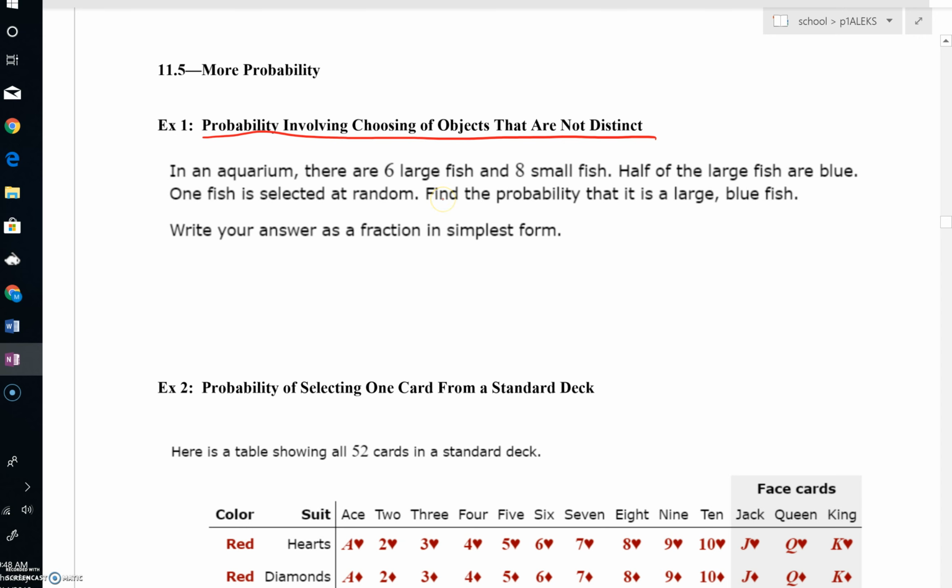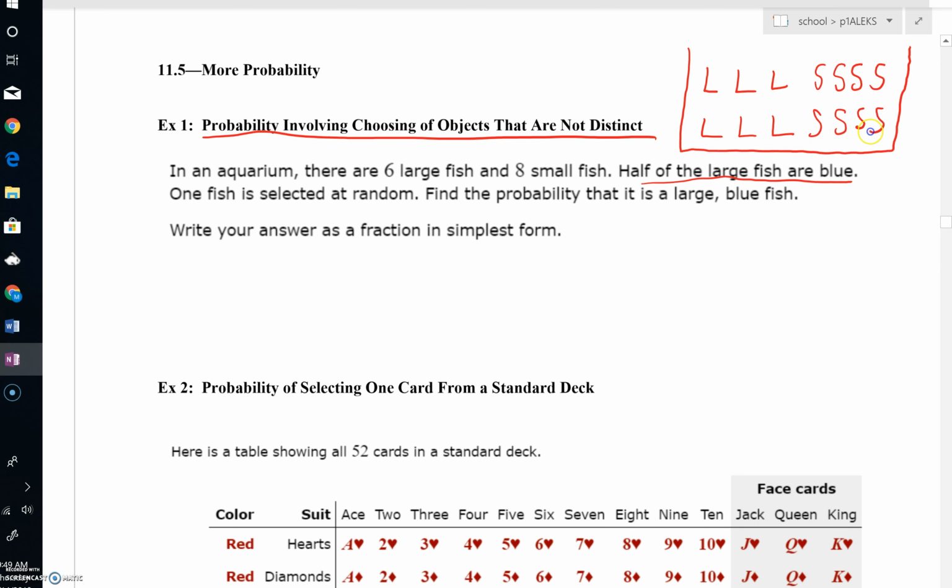So we've got an aquarium. In an aquarium, there are 6 large fish and 8 small fish. Half of the large fish are blue. So you could even, if you wanted to, begin to make a little picture here. You certainly don't have to. You've got large fish. You've got 6 of them. 1, 2, 3, 4, 5, 6. You've got small fish. So that's 1, 2, 3, 4, 5, 6, 7, 8.